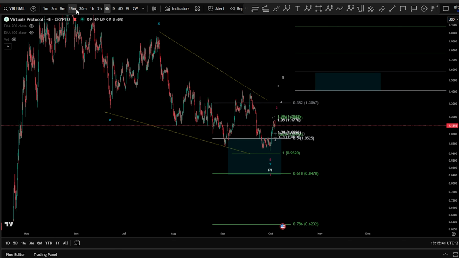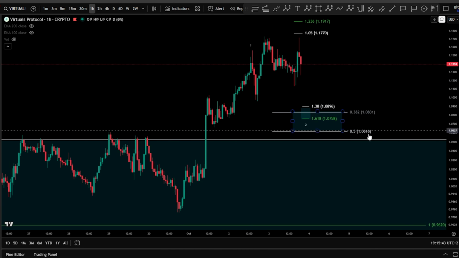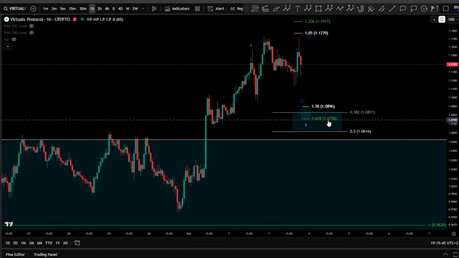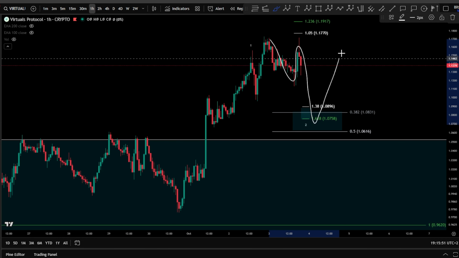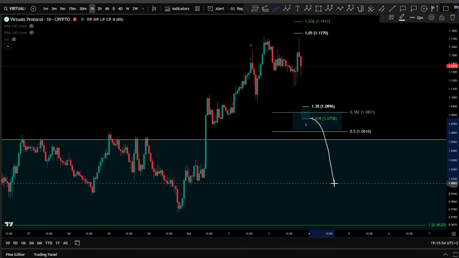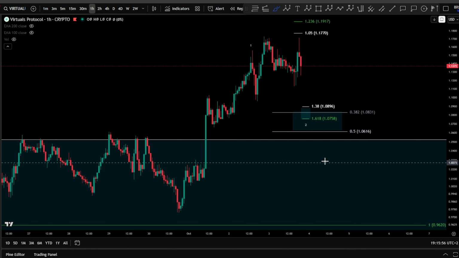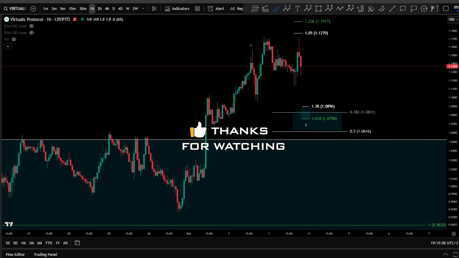Key level to be watched, of course, on the 1 hour chart is the 1 to 1 or $1. $1 exactly is your key level, which is also very psychological, by the way. Yeah, so it's very essential. If broken, well, we gotta be careful. Yep, so that was it for Virtuals, Aave and TAO.